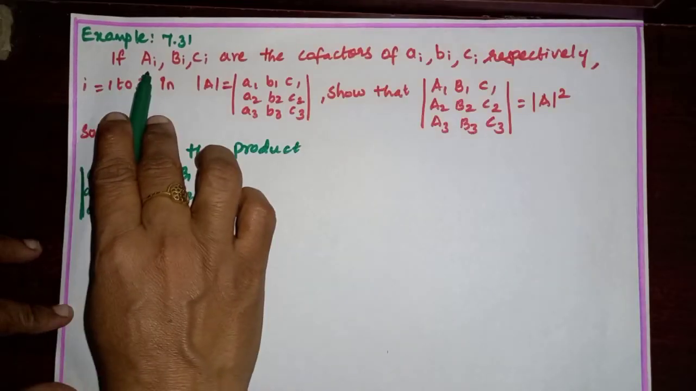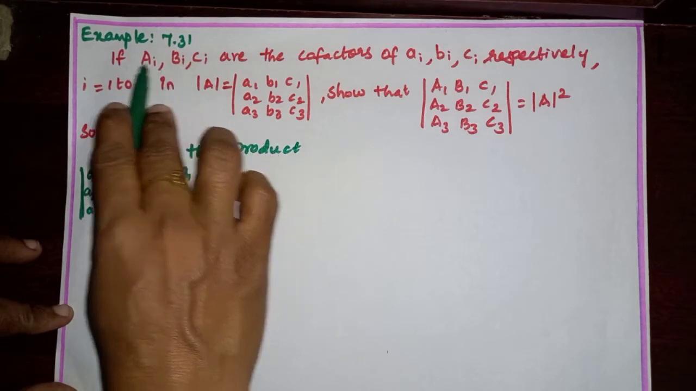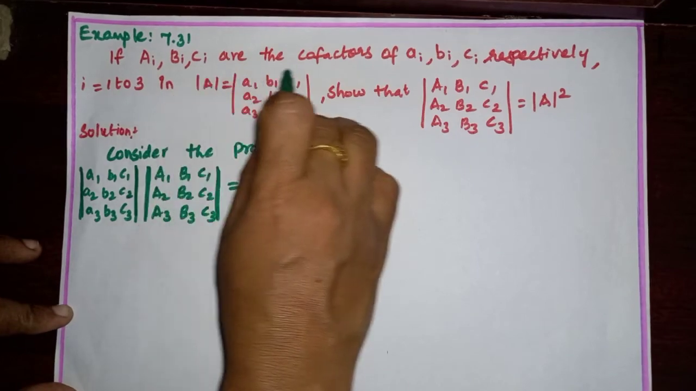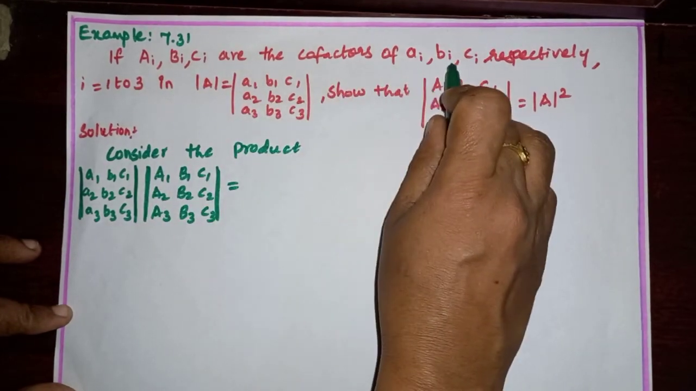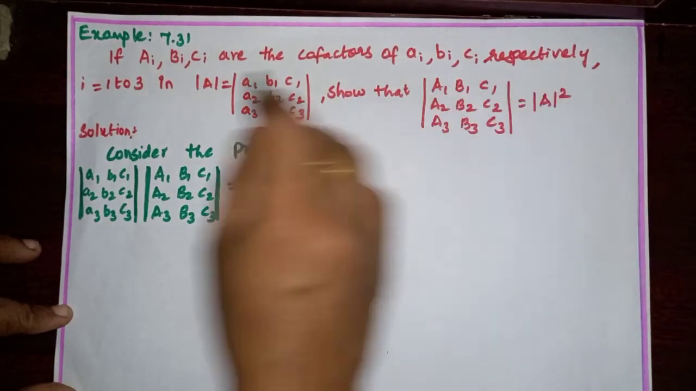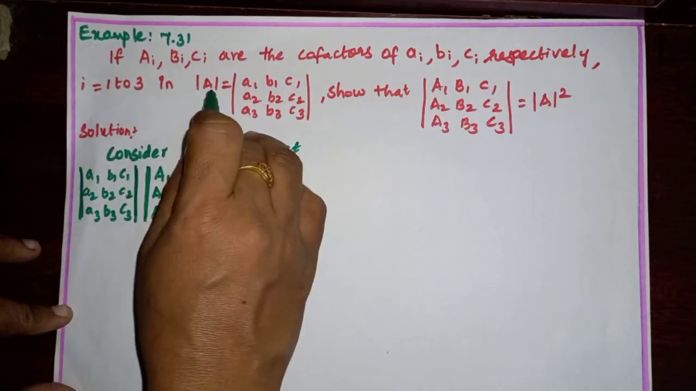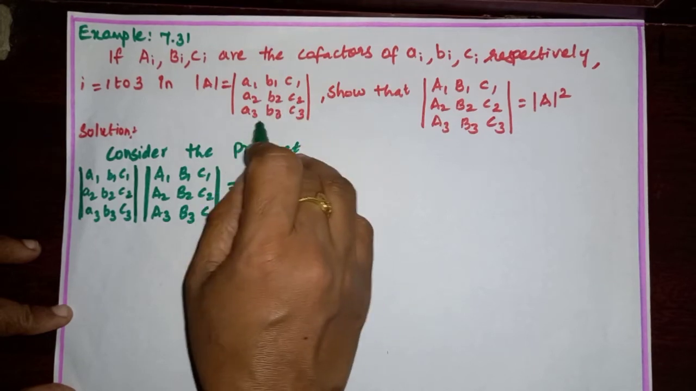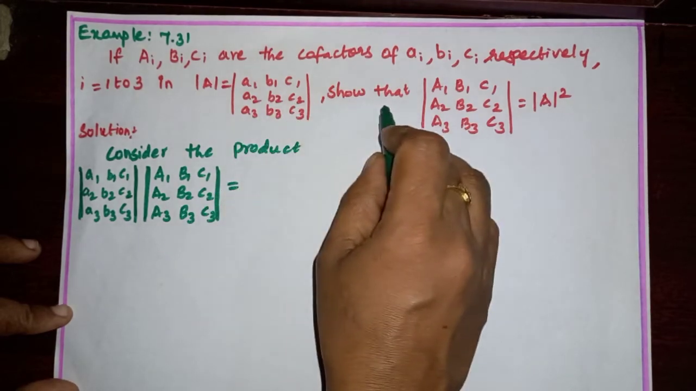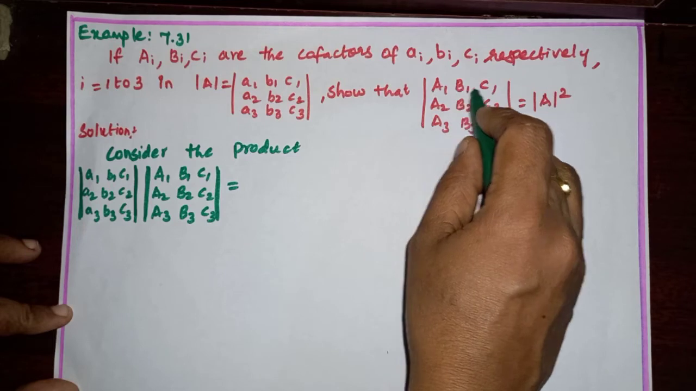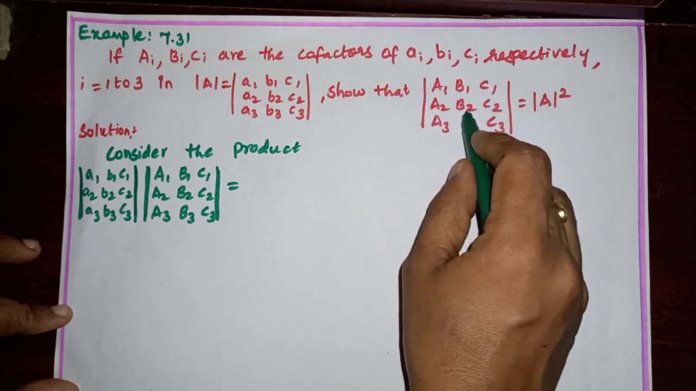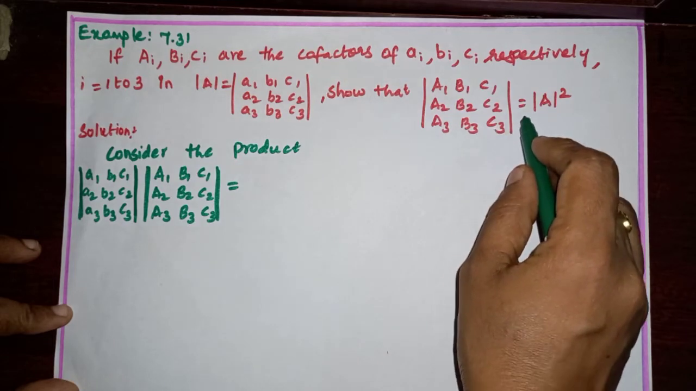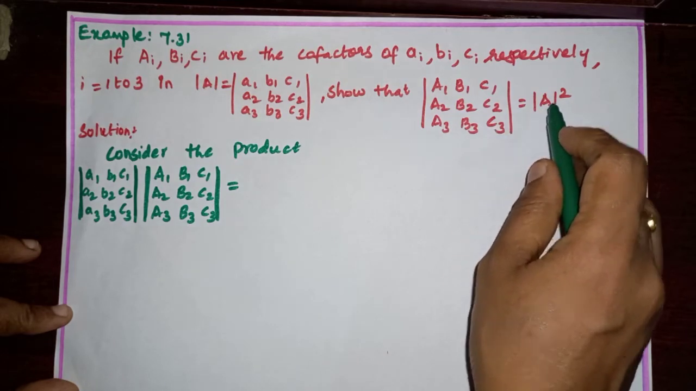Now we are going to see the example sum. Example 7.31. If Ai, Bi, Ci are the cofactors of small ai, small bi, small ci respectively, i equal to 1 to 3, in determinant of A equal to a1, b1, c1, a2, b2, c2, a3, b3, c3, show that the determinant of capital A1, B1, C1, A2, B2, C2, A3, B3, C3 is equal to determinant of A whole squared.